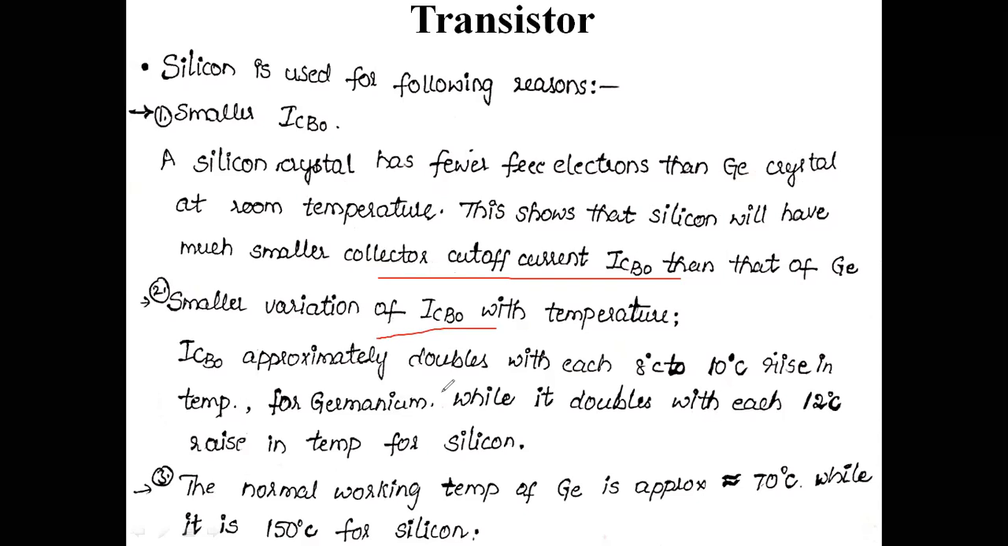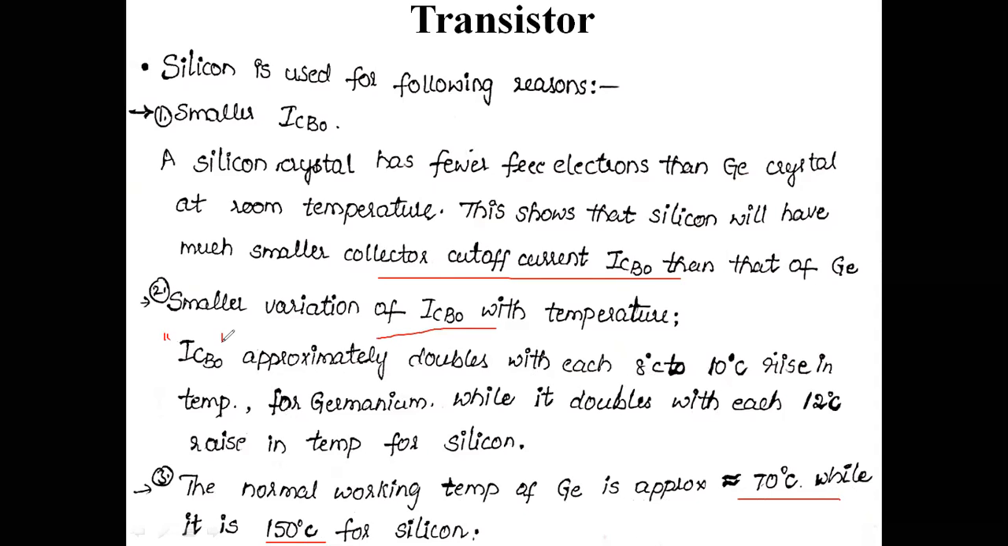And by varying the temperature, the operating range of silicon is up to 150 degrees centigrade, whereas the operating range for germanium is 70 degrees centigrade. Beyond 70 degrees centigrade, the variation in the semiconductor may take place for germanium, whereas 150 degrees is a very huge amount of temperature. Beyond that point only the variations in the silicon may take place. And ICB0 approximately doubles for every 8 to 10 degree rise in temperature. For every 10-degree rise in temperature, ICB0 doubles.